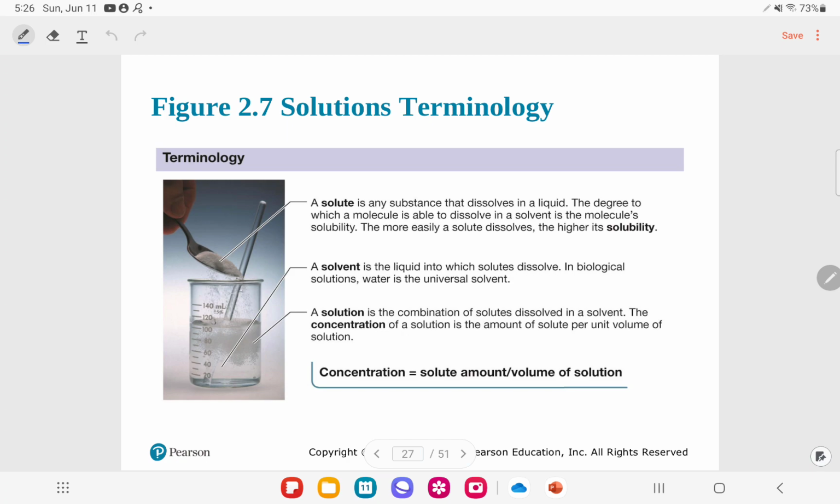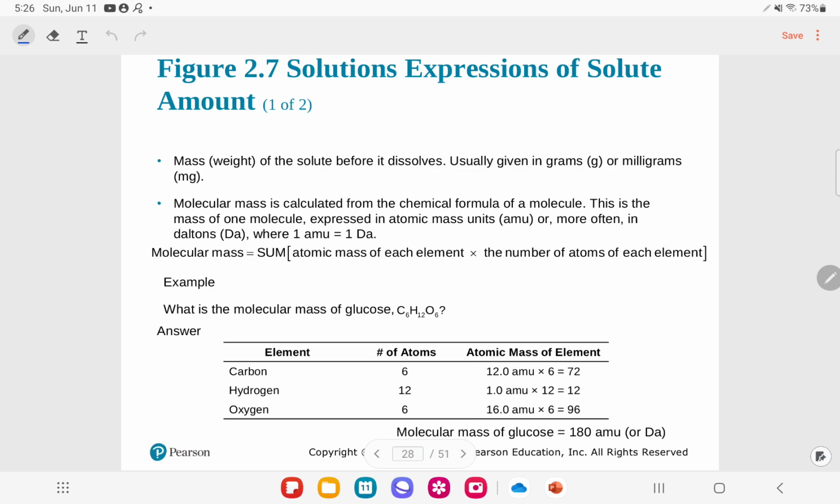So it's just some solutions terminology. Solute: any substance that dissolves in a liquid. Solvent is going to be the liquid in which that solute dissolves. And a solution is going to be a combination of that solute dissolved in that solvent. The concentration of a solution is going to be the amount of solute per unit volume of that solution. Okay.